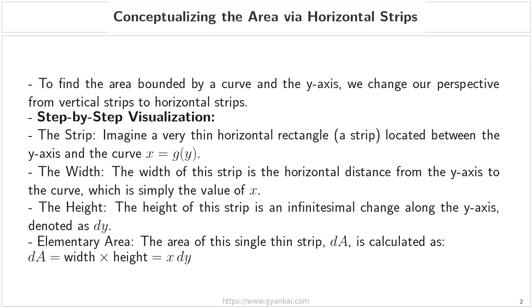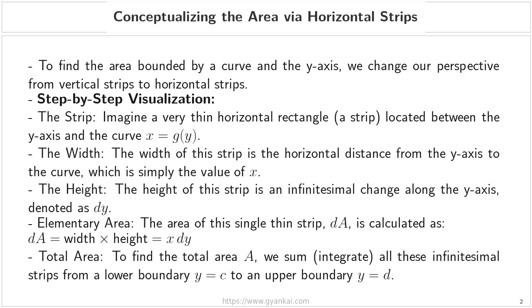Because this is just a tiny rectangle, we can find its elementary area, which we call dA. To get this area, we simply multiply the width by the height. So, dA equals x times dy. Finally, to find the total area, which we call A, we don't just want one tiny strip, we want the whole region. To do this, we sum up or integrate all these infinitely thin strips, starting from our lower boundary, which is y equals c, and continuing up to our upper boundary, which is y equals d. This concept of summing up horizontal slices is exactly what leads us to the formal mathematical formula we will see on the next slide.